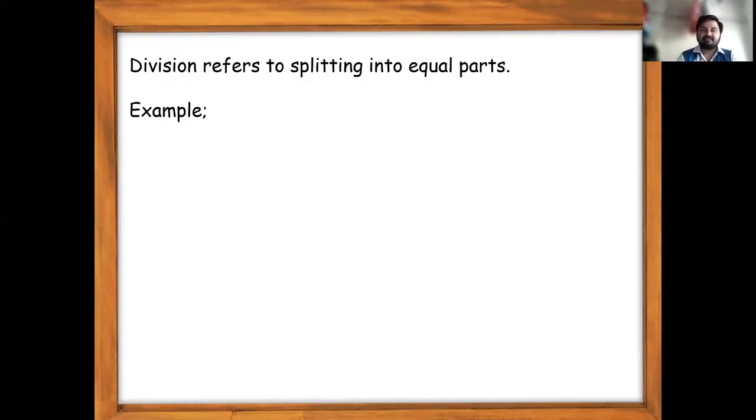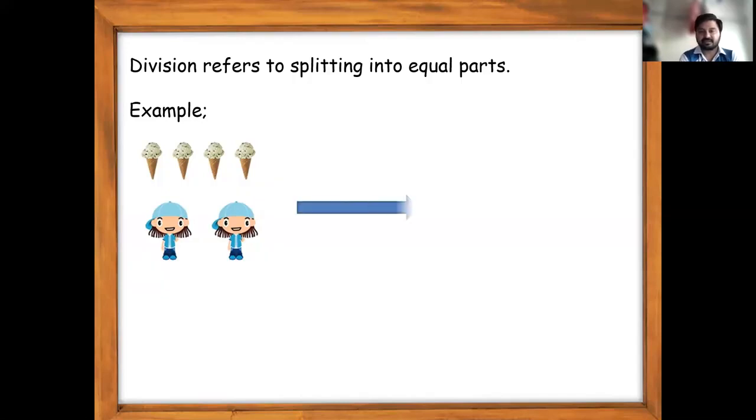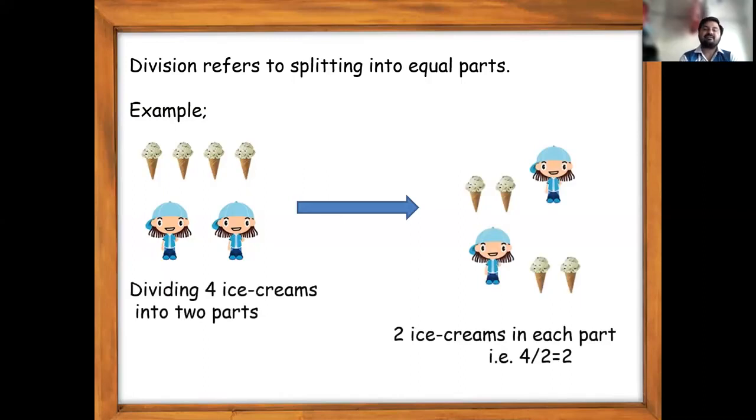So students, division refers to splitting into equal parts. What do I mean by this? So let us see an example. I have 4 ice creams and I have 2 persons. I have to divide these 4 ice creams between these 2 persons equally. So tell me, how should I divide? Yes, I should give 2 ice creams to each person. Correct? Yes, so dividing 4 ice creams into 2 parts would mean 2 ice creams in each part.